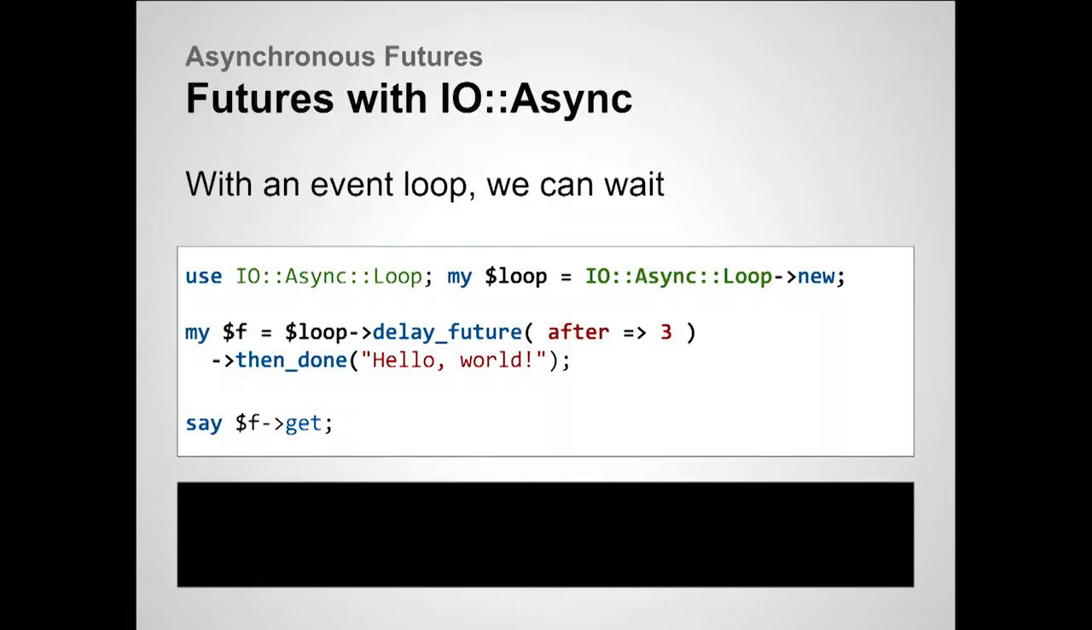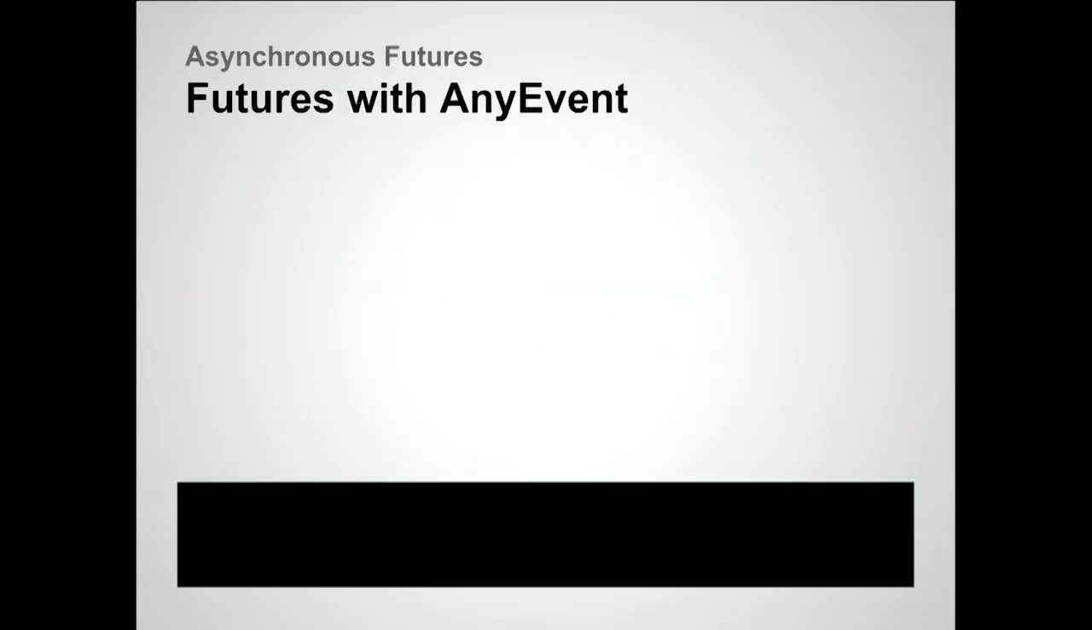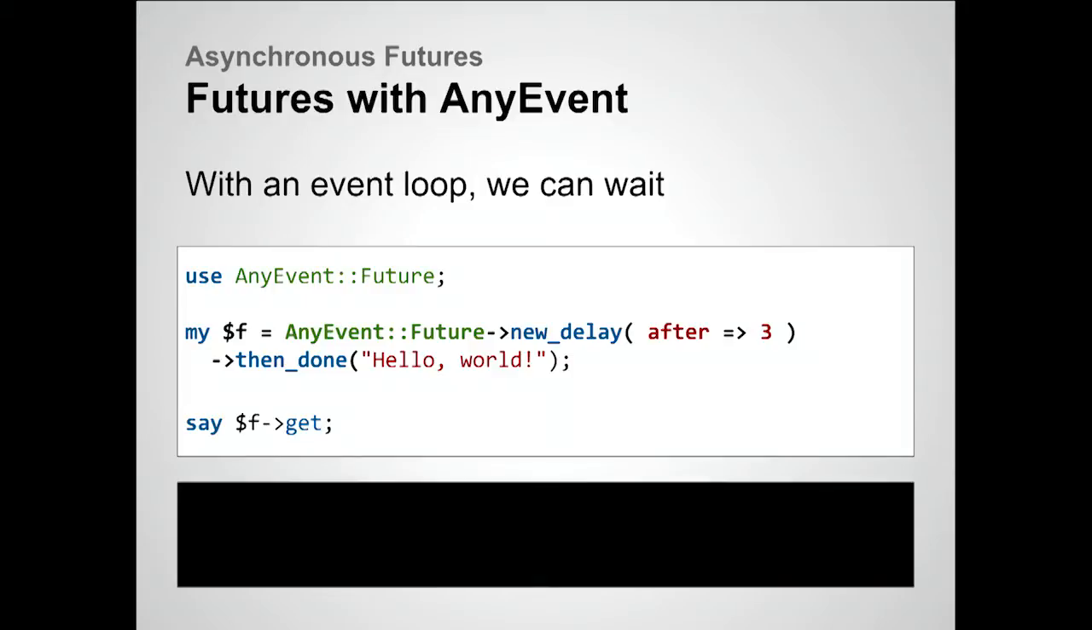So we can print what it does. And so we run it, and it waits, and it waits, and it says, hello world. It's very exciting. But you can do them with any event. So you can write this code that looks very, very similar. An event future, new delay, after 3 seconds, when it's done, send hello world, and then print it. And funnily enough, it does.